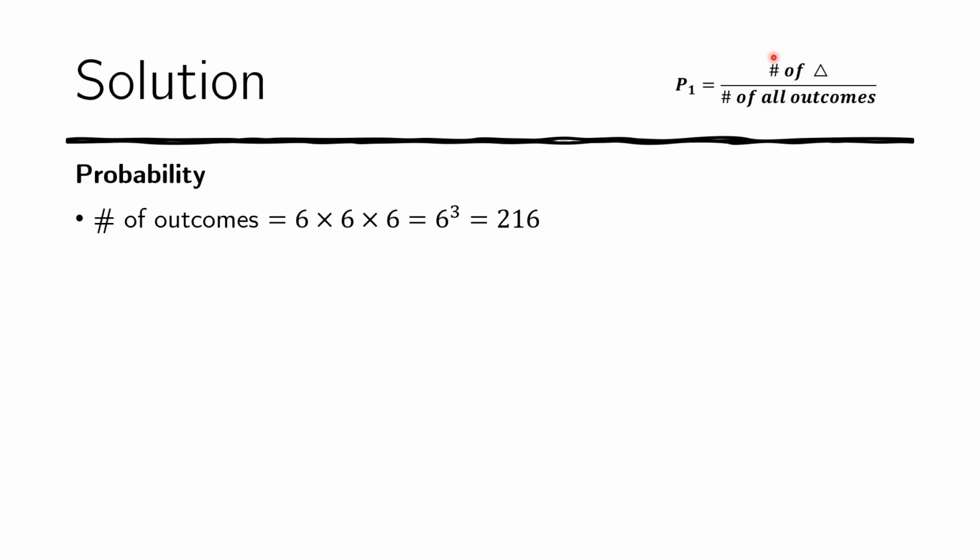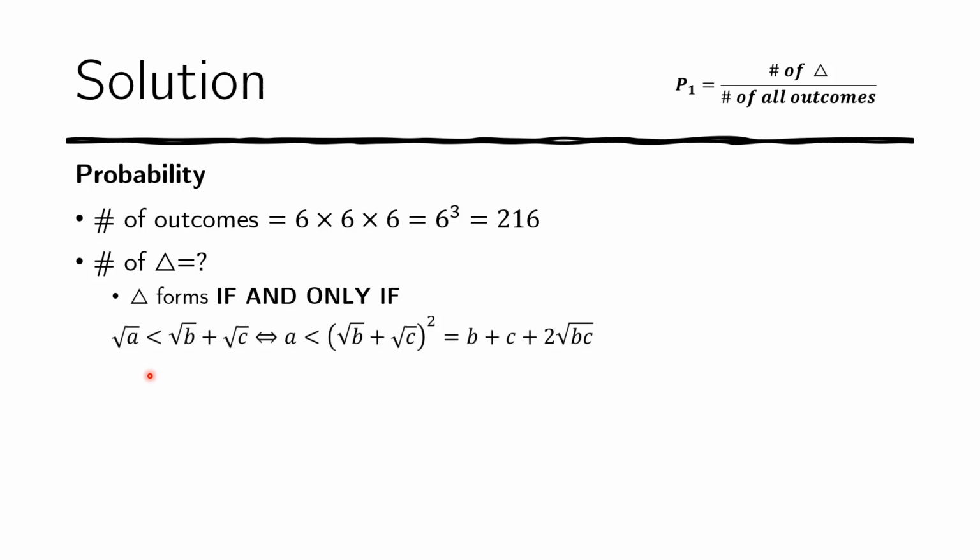Now we're left with the numerator. So how do we think about how many of those outcomes actually form a triangle as specified in the problem? Now let's think about what forms a triangle. So this leads us to the triangle inequality. A triangle forms if and only if the sum of two sides is greater than the third side.